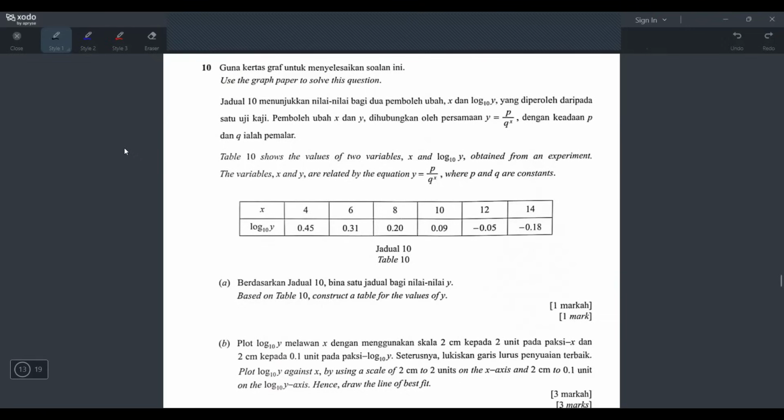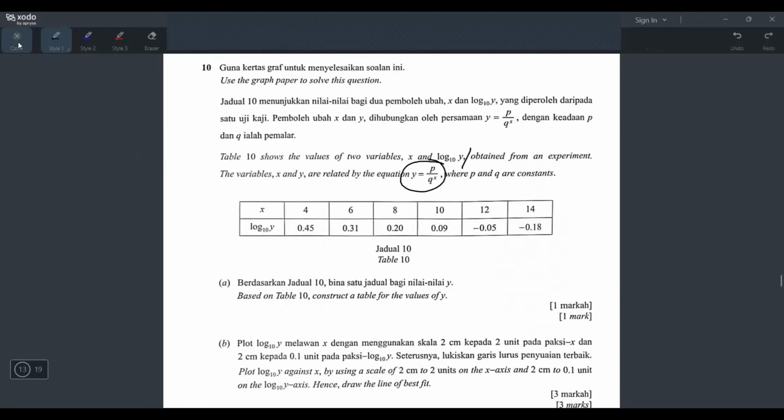Okay, let's continue with question number 10. I think this is a linear law question. So let's read the question. They say use the graph paper to solve this question. Okay. And then here it says Table 10 shows the values of two variables x and log y. Okay. And then obtained from an experiment, the variables x and y are related by this equation where p and q are constants. So they give you a table here and they give you an equation.